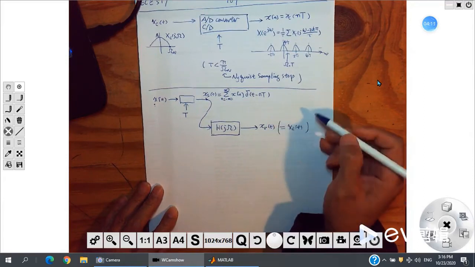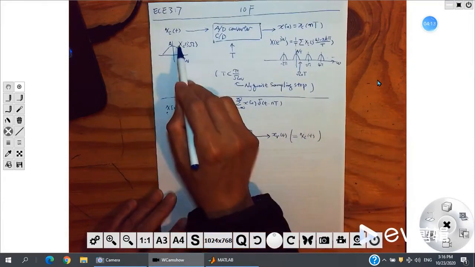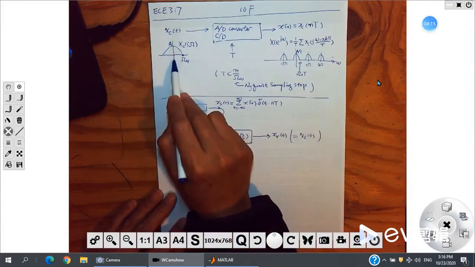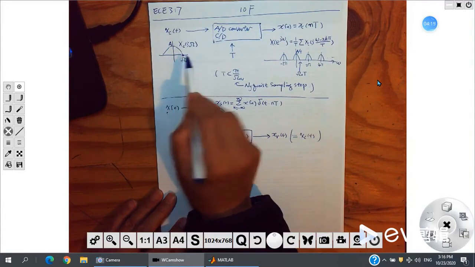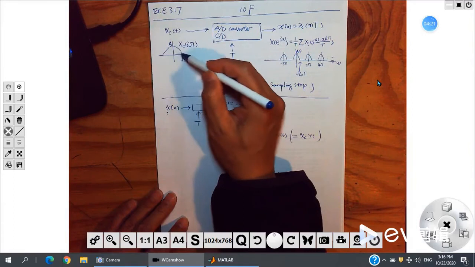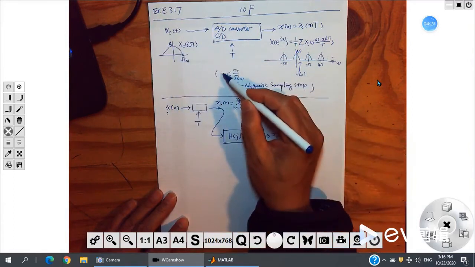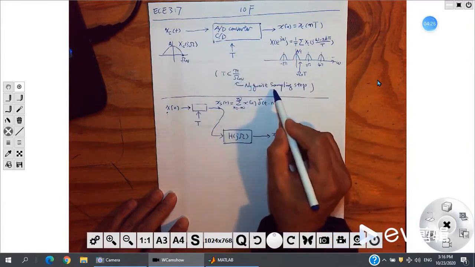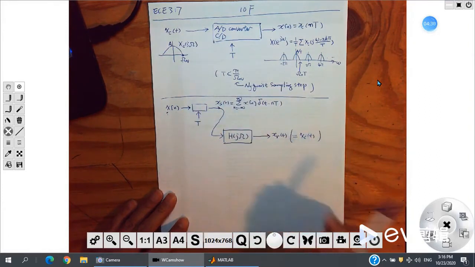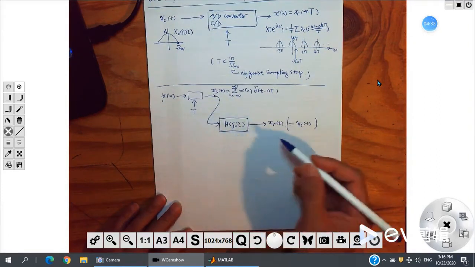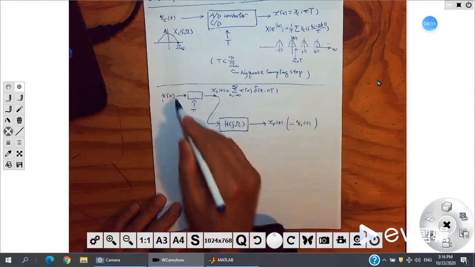Now, of course, we need a requirement. The original signal is a band limited signal. The band is limited, and also you have to choose T smaller than the Nyquist sampling step. If you use a larger T, then you cannot have this. Let's look at it like this.